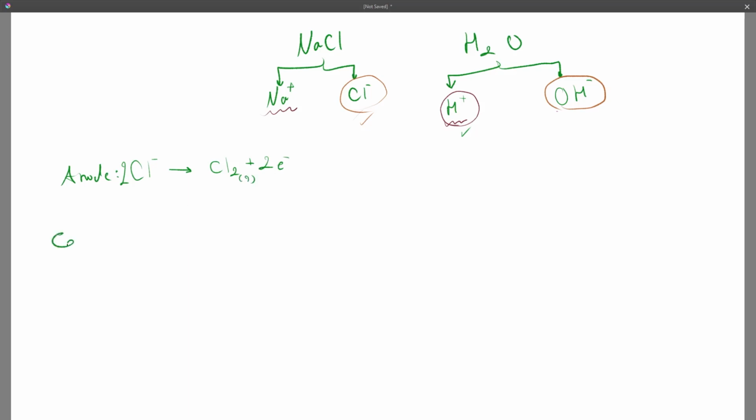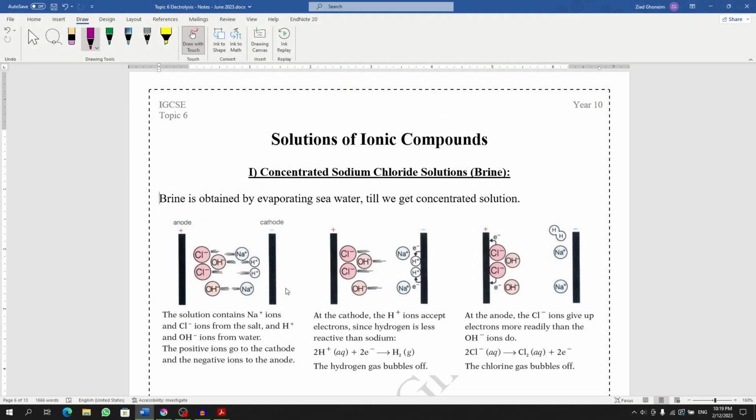As for the cathode, we have our reduction reaction. 2 hydrogen ions will gain 2 electrons, forming hydrogen gas. This cell, the concentrated sodium chloride cell we've just discussed, is a very common cell. It works with concentrated sodium chloride because we need enough sodium chloride salt to compete with the hydrogen and the hydroxide ions. It's also called brine.